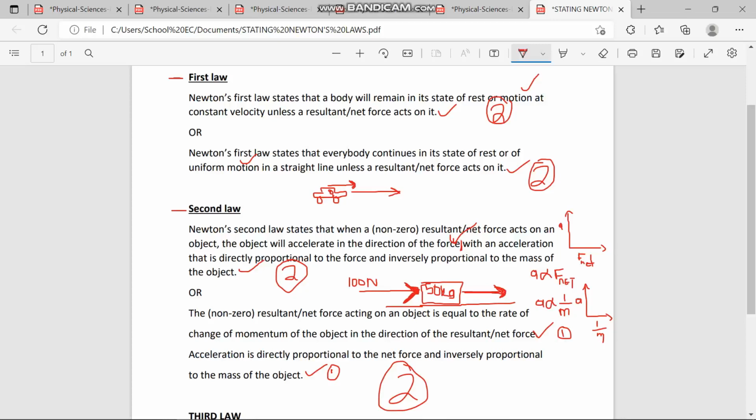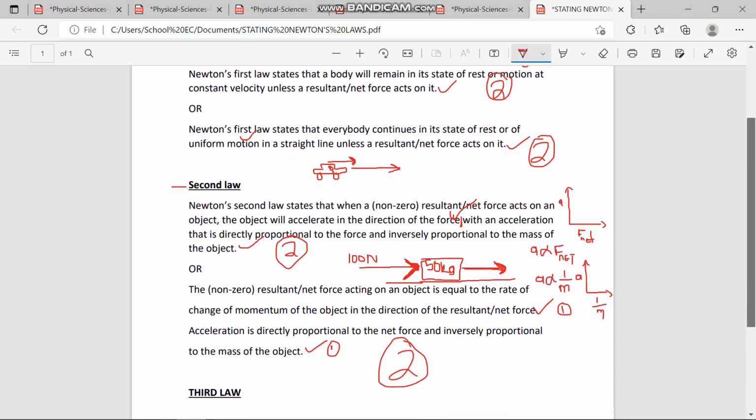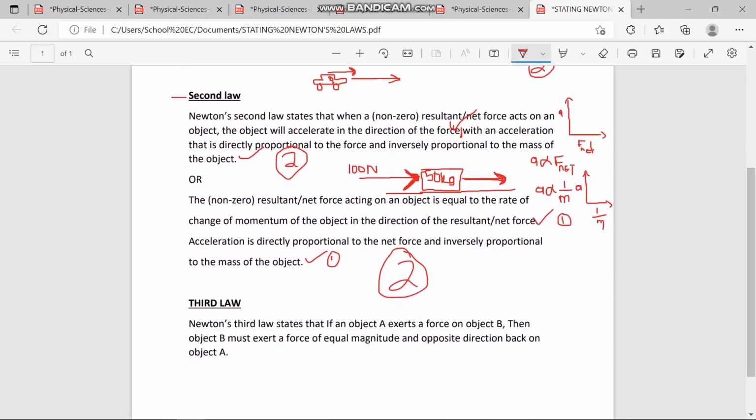Okay, yes. So please don't waste these marks, guys. Please do understand Newton's second law in terms of stating it. That's how it goes.